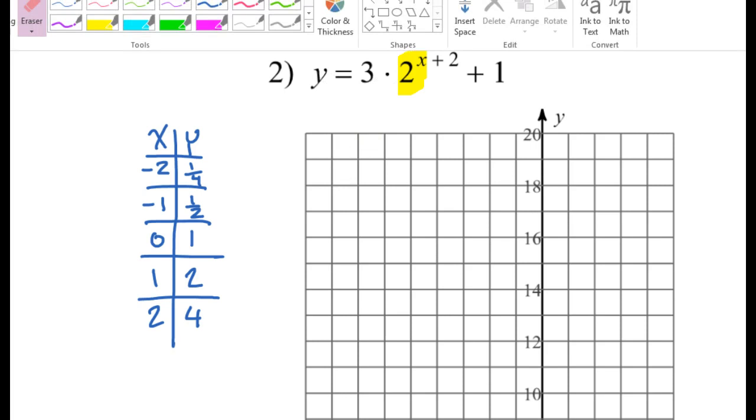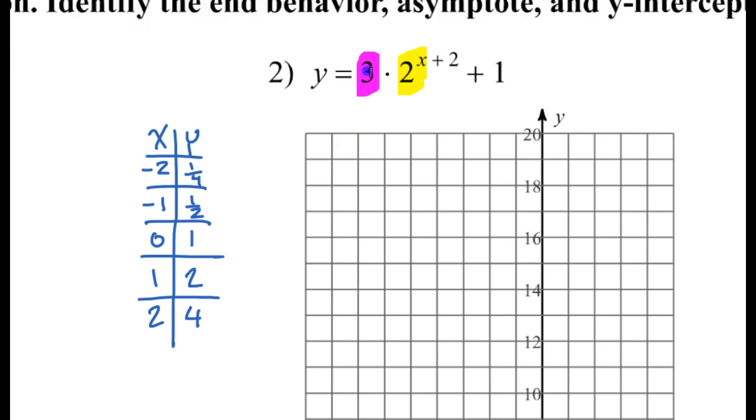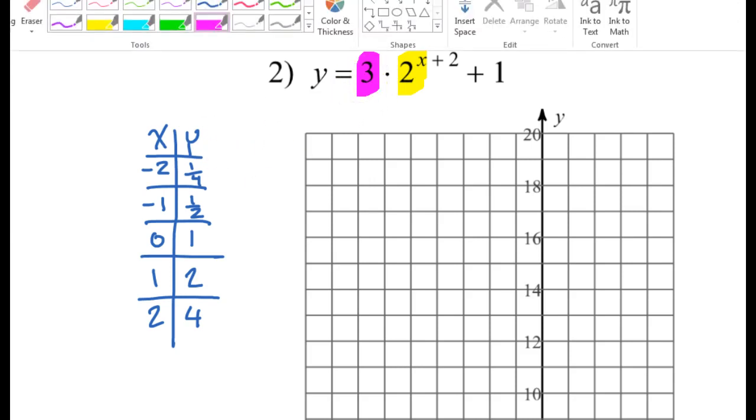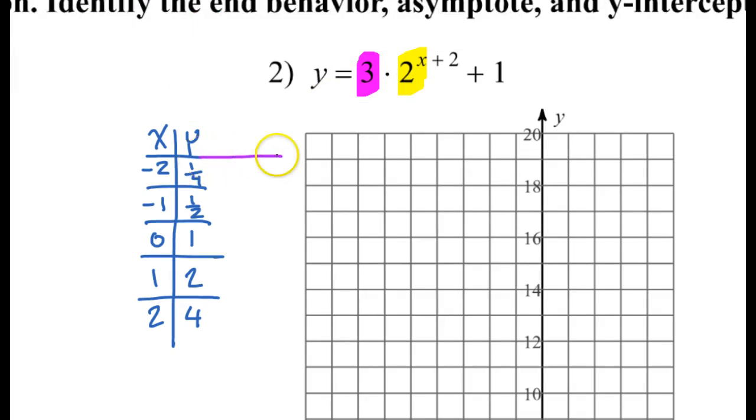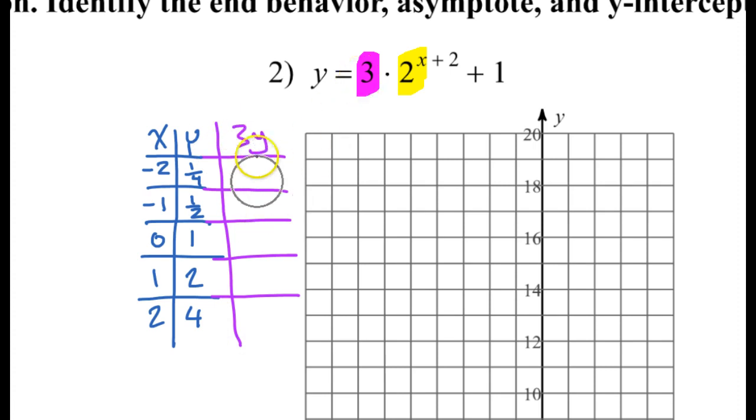Now we will move on, and if there is an a value, if there's a number in front, a vertical stretch or a vertical compression, we will make a new y column. So we do need to do that. So we're going to make a new y column. Okay, and the new y column will be 3y because of this 3.